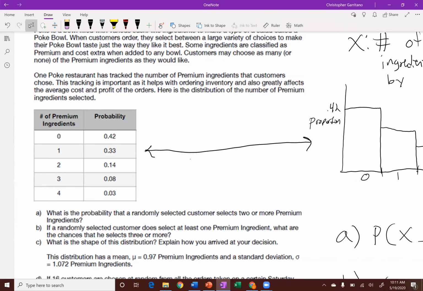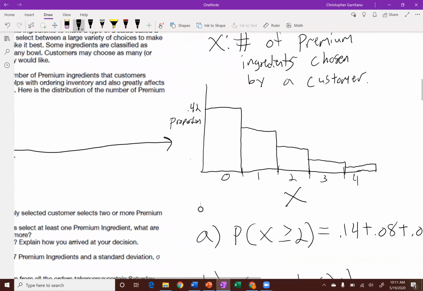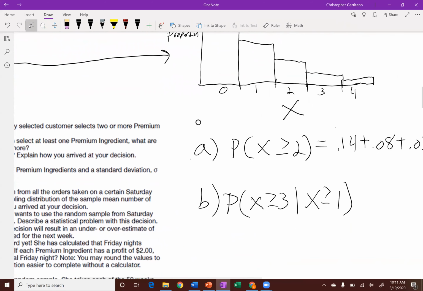Part B: if a randomly selected customer does select at least 1 premium ingredient, what are the chances that he selects 3 or more? Now this one gets a little bit more complicated because we are given some information, and given that information, we want to calculate another probability. Symbolically, using the P notation that I stress oh so much, this is the probability that x is greater than or equal to 3, given that x is greater than or equal to 1.